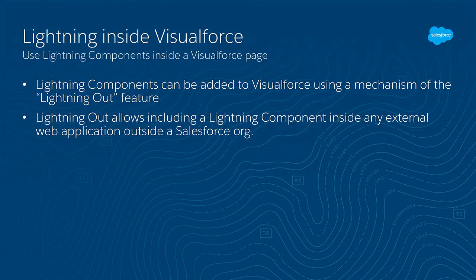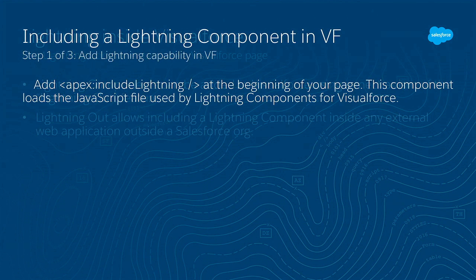The first step is to include this little tag called apex:includeLightning, or like in Lightning Out, you can just directly include the JavaScript, which is apex:includeScript Lightning Out JS, just one line. You just have to put either that or this. So that's the first thing.